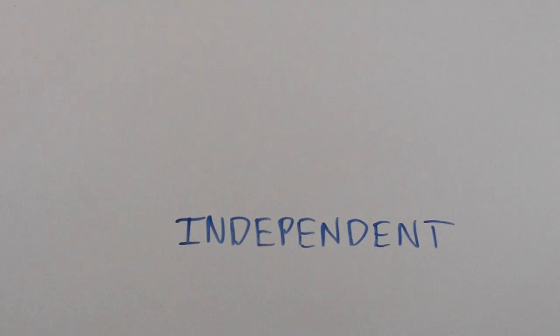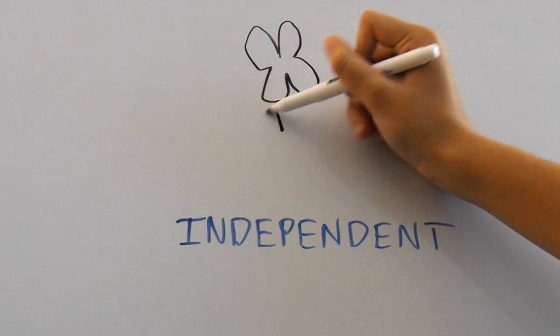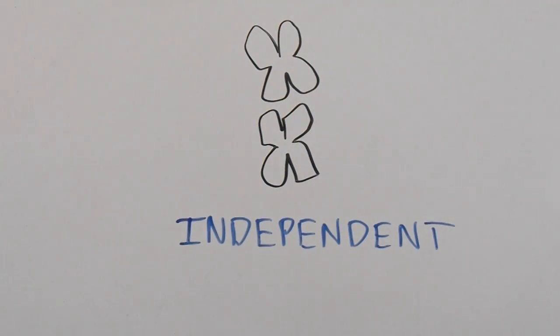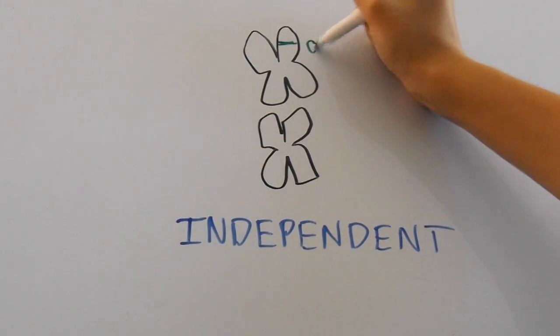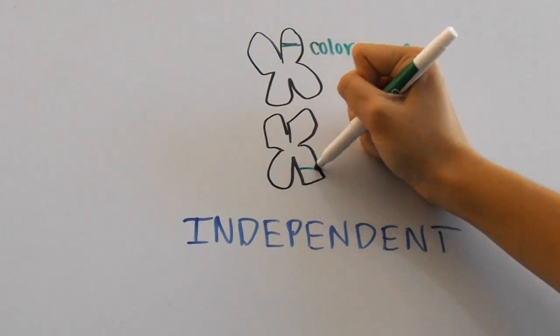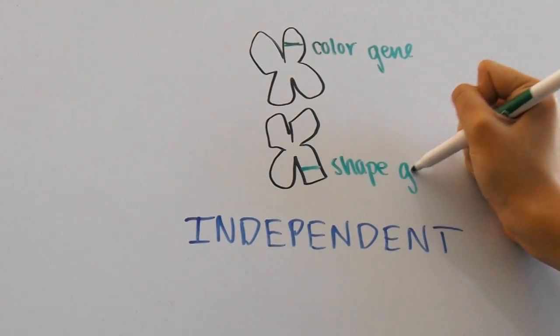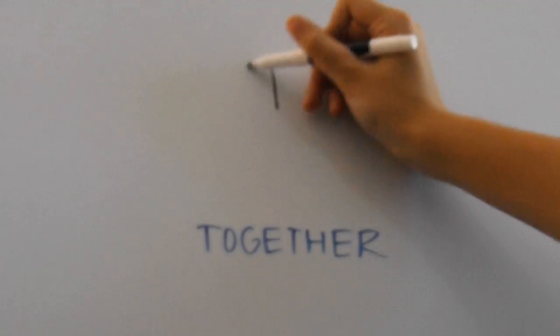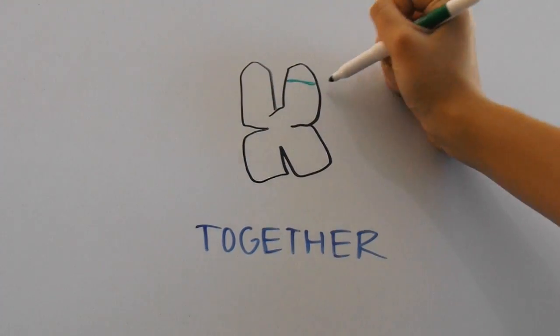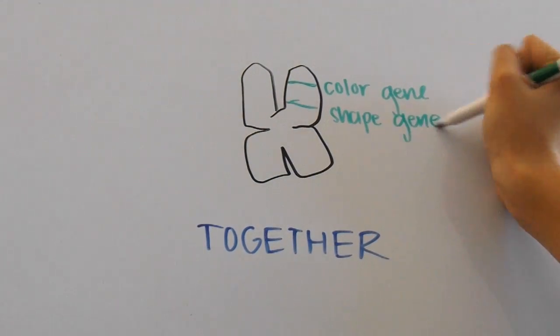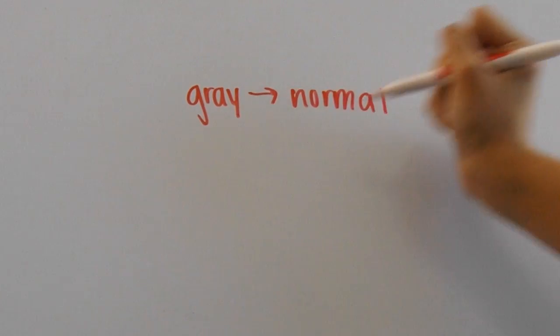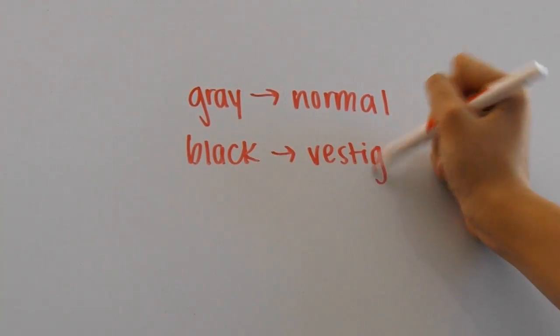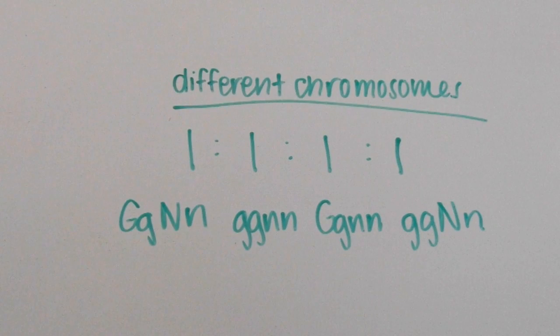If the gene for body color and the gene for wing shape are on different chromosomes, then they will sort independently, so there's an equal chance that the offspring will get either a black or gray body and an equal chance that they will get either normal or vestigial wings. But if the genes are on the same chromosome, then they'll be inherited together. That means if a fly has a gray body, then it must have normal wings too. And if a fly has a black body, then it must have vestigial wings. Let's take a look at the results to see if the genes are on the same chromosome or not.